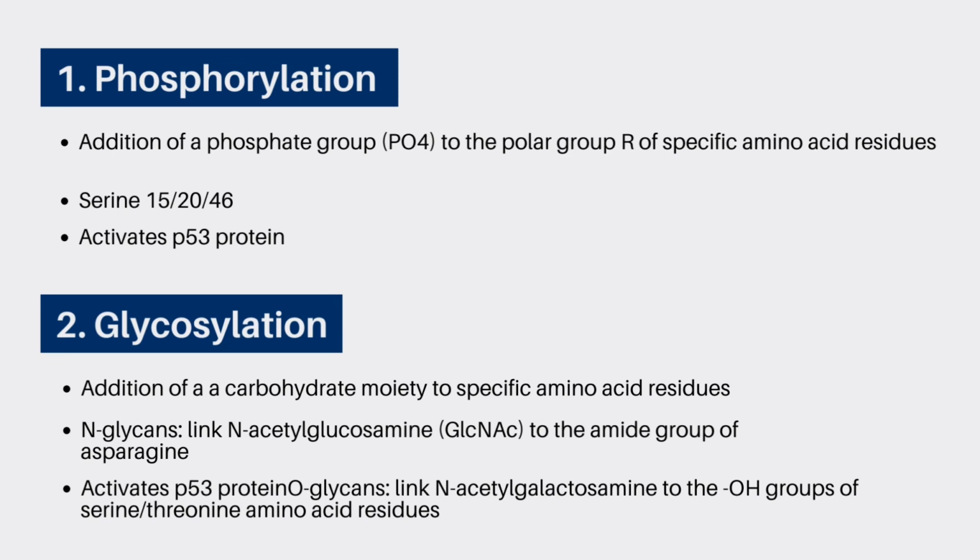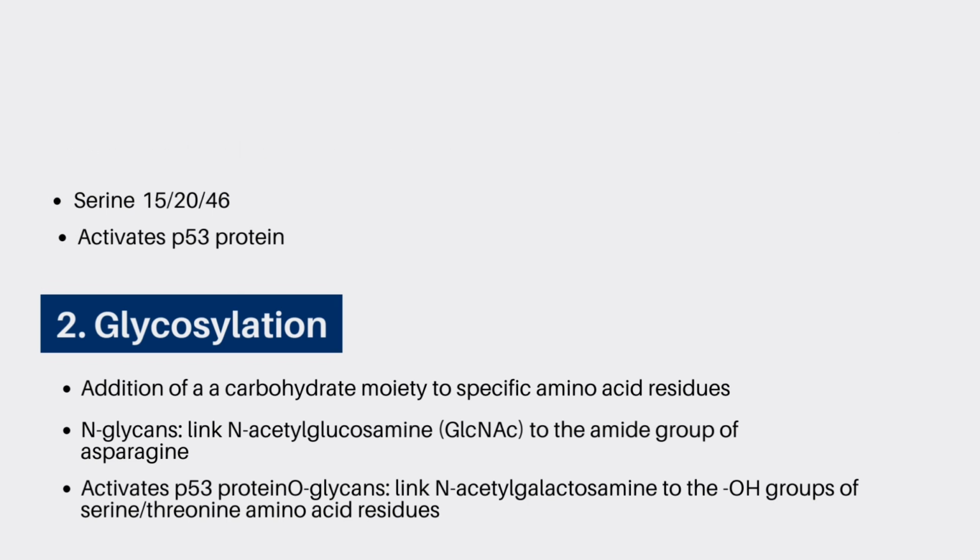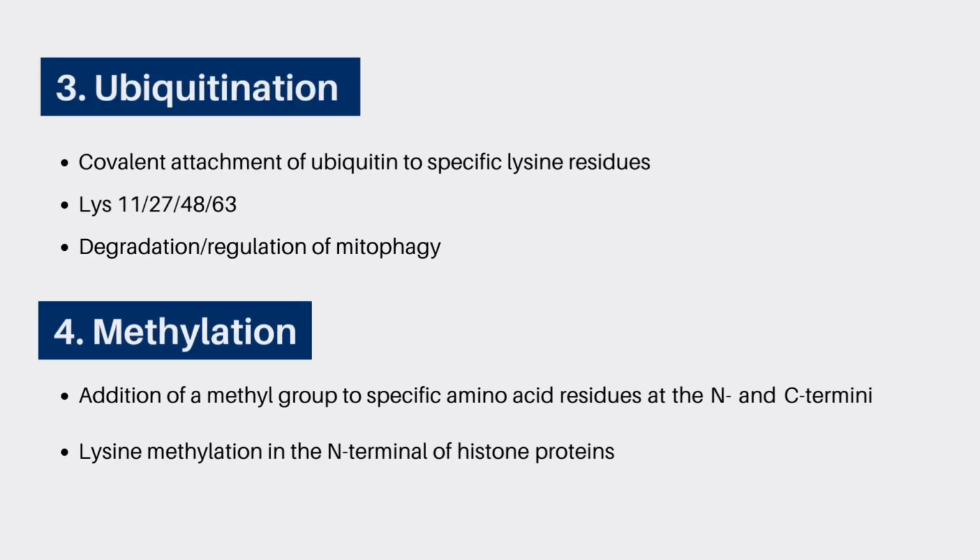Glycosylation is the addition of a carbohydrate moiety to specific amino acid residues. Glycans in glycoproteins are classified into 2 major groups based on the glycan-peptide bonds, N-glycans and O-glycans. Ubiquitination is the covalent attachment of ubiquitin to specific lysine residues. Ubiquitination of lysine 11, 27, 48, and 63 contributes to polyubiquitin functions such as degradation or regulation of mitophagy.